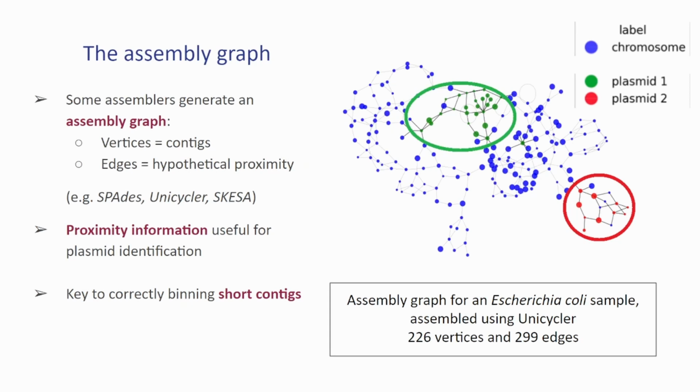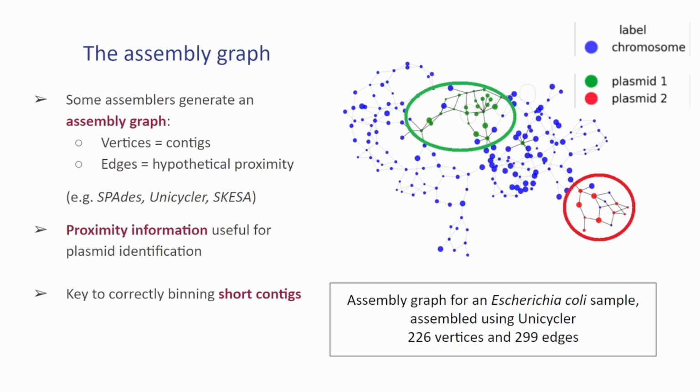In addition to the assembled contigs, some assemblers also provide us the assembly graph. The vertices of this graph are the contigs, while the edges represent potential connections between the contigs. This proximity information that is encoded in the assembly graph can be used for plasmid identification. And it's especially important for correctly binning short contigs.